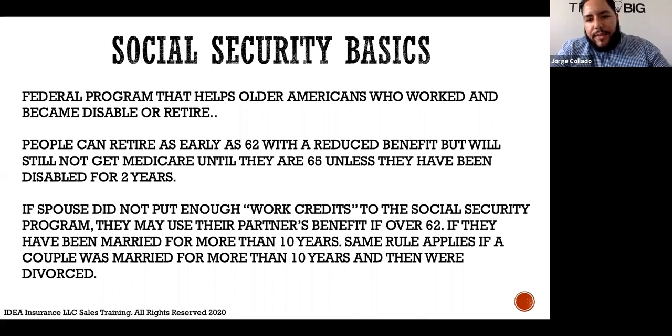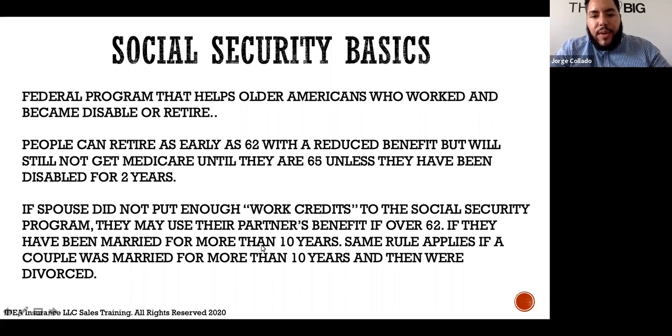Now, of course, if they've been disabled for over 2 years, they get Medicare right away after the 2-year waiting period. They don't have to wait till 65. Now, a lot of people don't know this. If the person did not put in enough work credits, but they're married, they may use their partner's benefit or their partner's credits if the partner is already retired or over 62, if they've been married for more than 10 years.